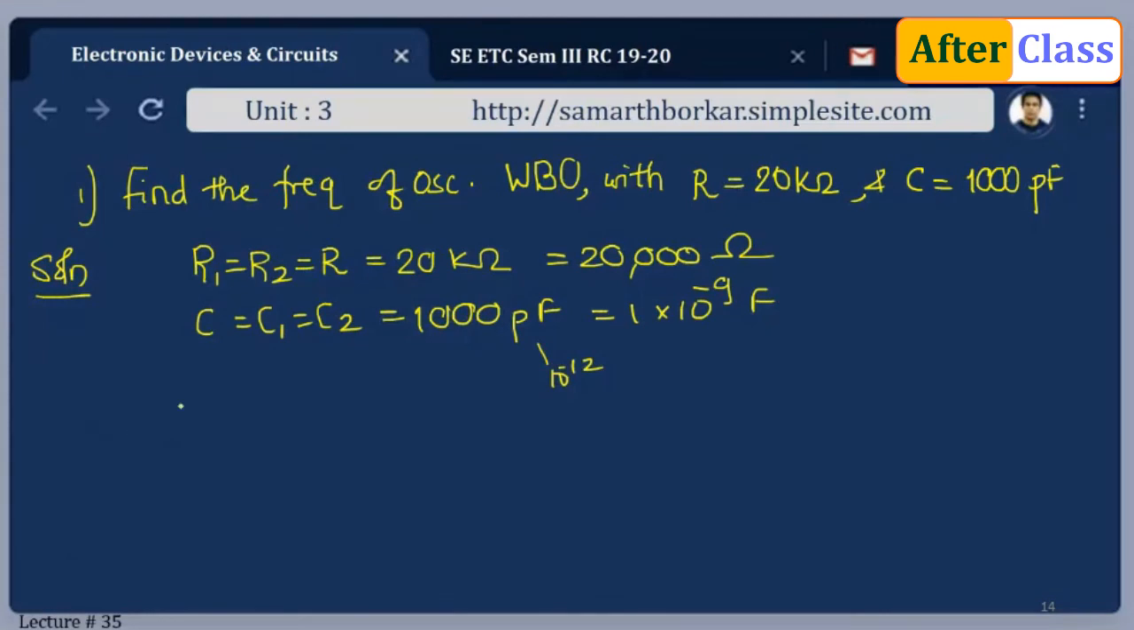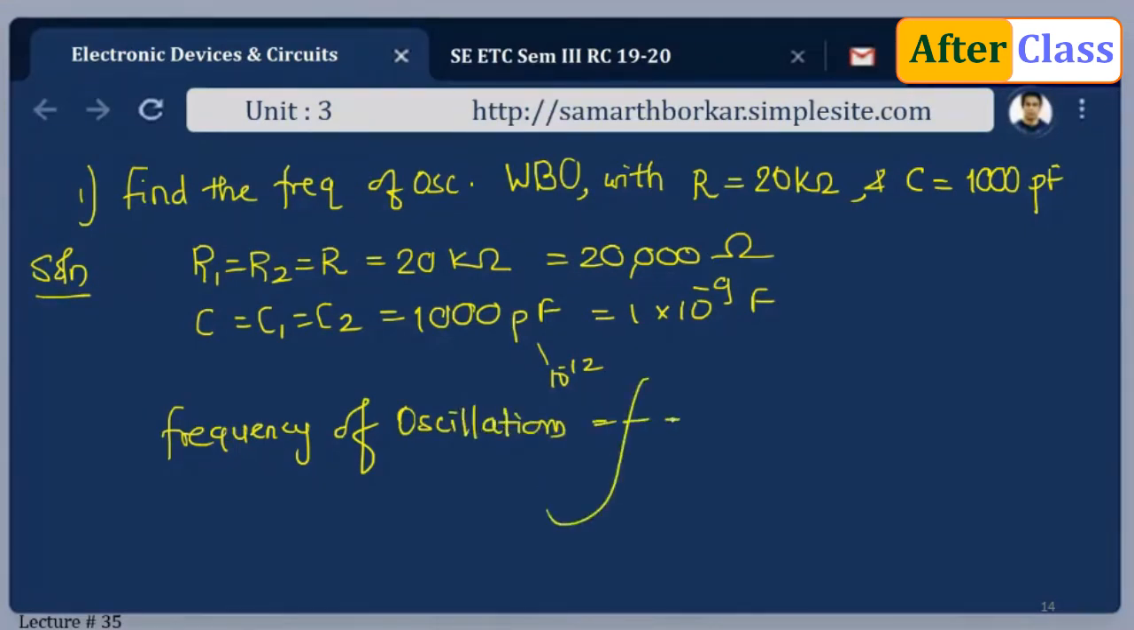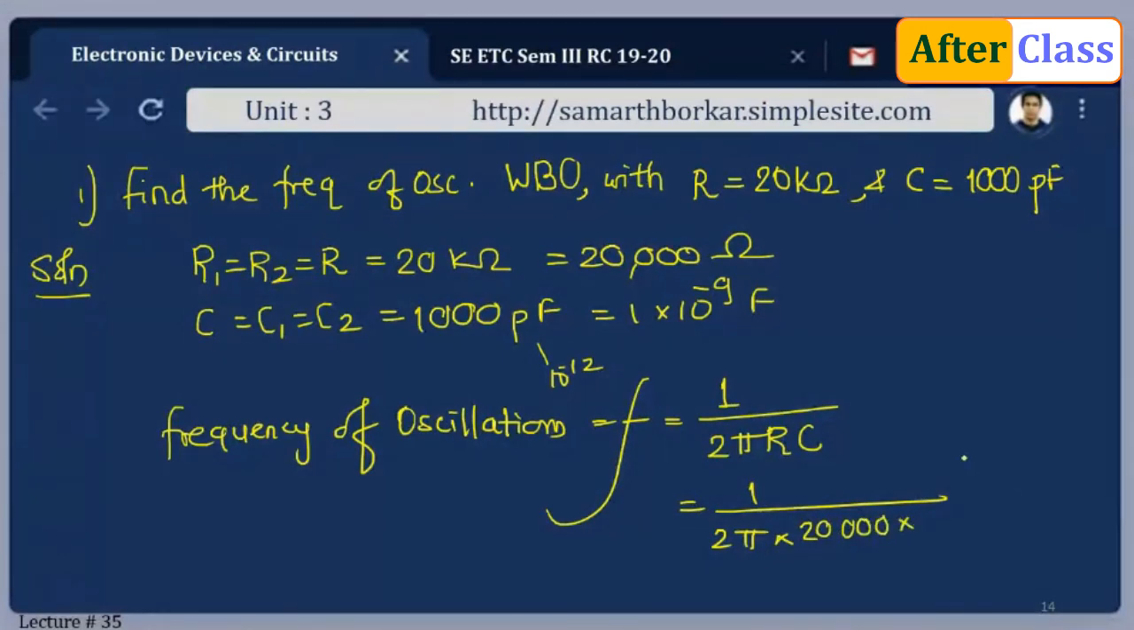So the frequency of oscillations F equals 1 upon 2 pi RC. Let us substitute the values. 2 pi R is how much? 20,000, and C is 1 into 10 to the power minus 9. So the answer you should get is 7.96 kilohertz. Okay.